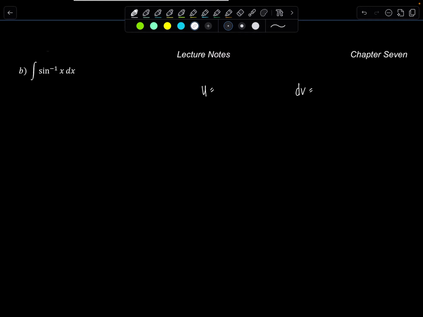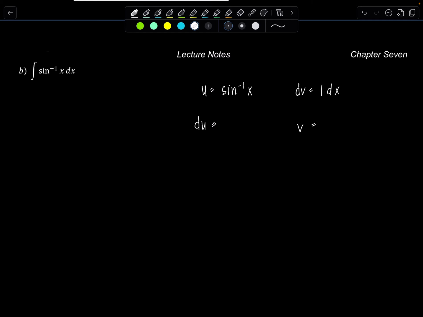Let's talk about what would make no sense. dv can't be sine inverse of x dx, and this be 1, because we have to find v. How do you find v? You anti-differentiate. Well, I don't know the antiderivative of sine inverse. That's what I'm being asked to find, so that won't work. So that's why anytime you have an inverse trig function, that's going to need to be u. Then dv is just 1 dx. Make sense?